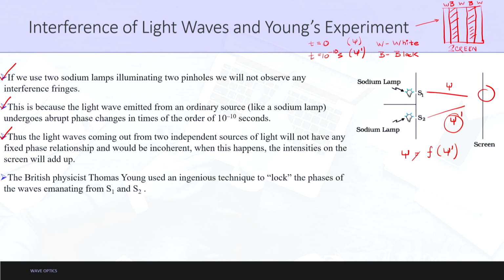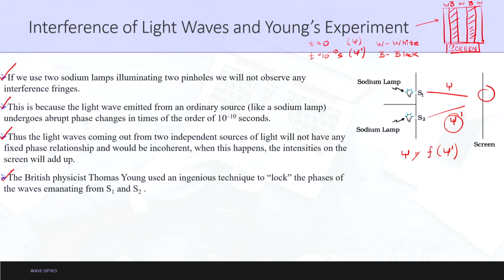Because we can't see any interference fringes here, Thomas Young did an experiment. Because there was no interference fringe being formed, further analysis and further research were done, and finally it was found. So let me first conclude this slide here. The British physicist Thomas Young used an ingenious technique to lock the phases of the waves emanating from sources S1 and S2.